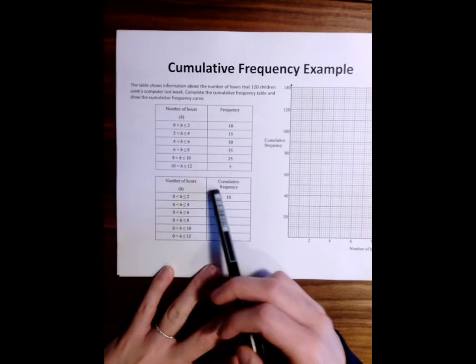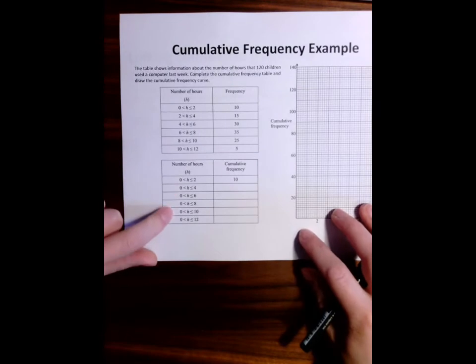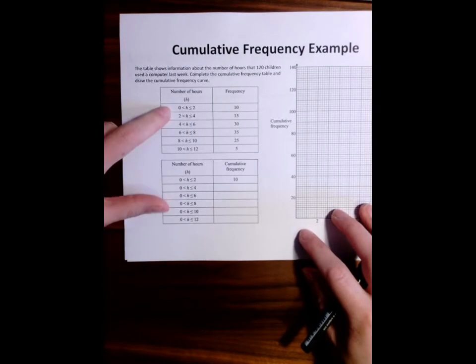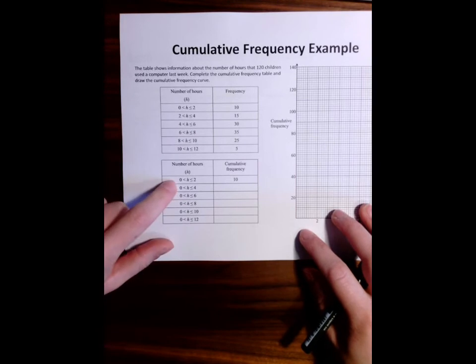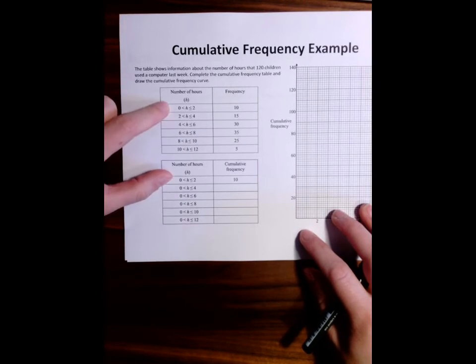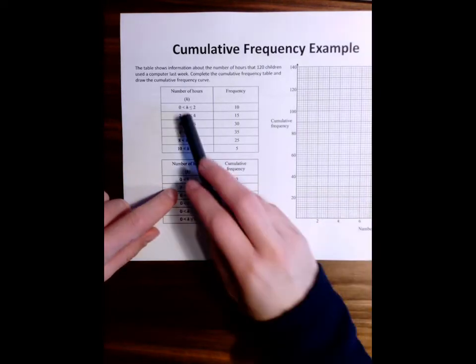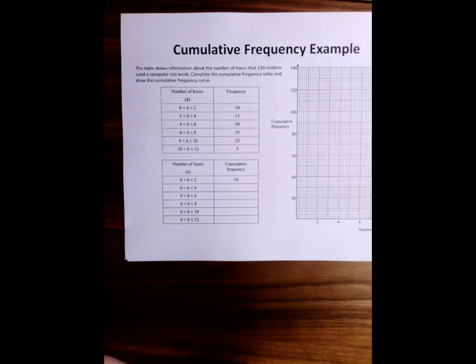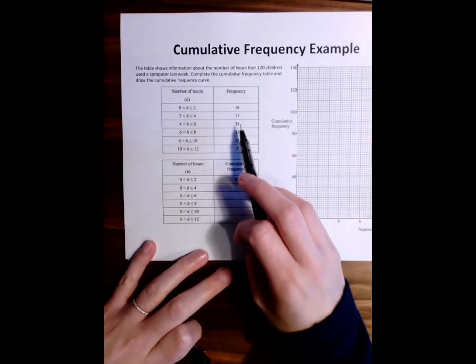And then if you notice in the next part of the table, all of these class widths start with 0, compared to here where they start with different values. So the first one is done for us because that is exactly the same as that one. But this one here is 0 to 4 hours rather than 2 to 4. So what we have to do is add up everyone who is in the 0 to 2 category and everyone who is in the 2 to 4 category.